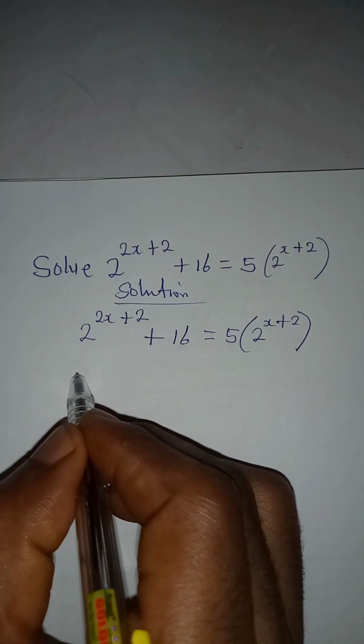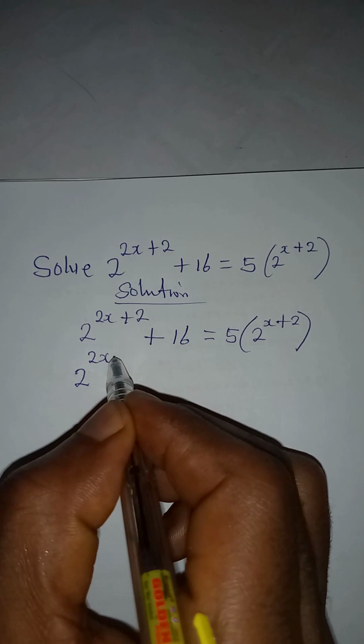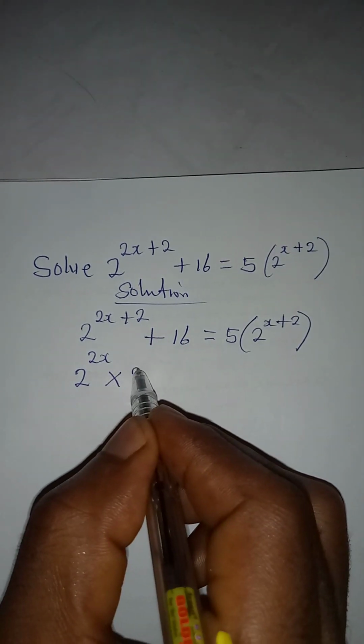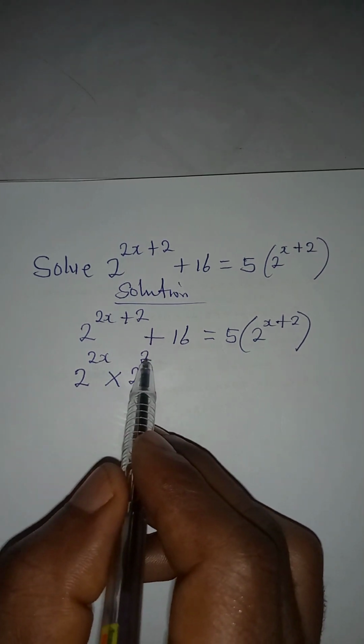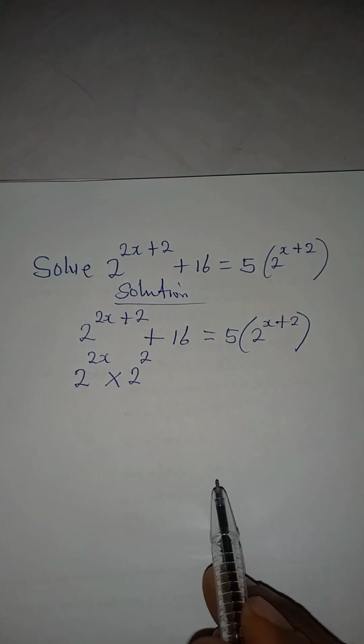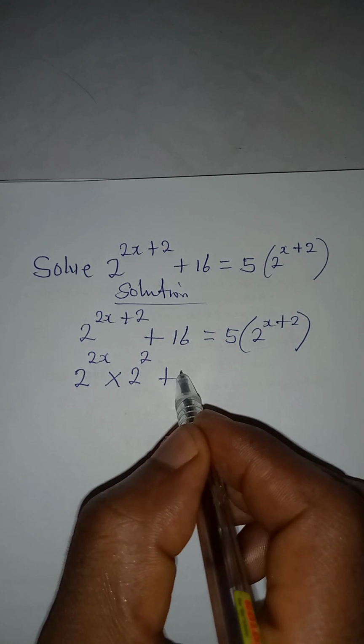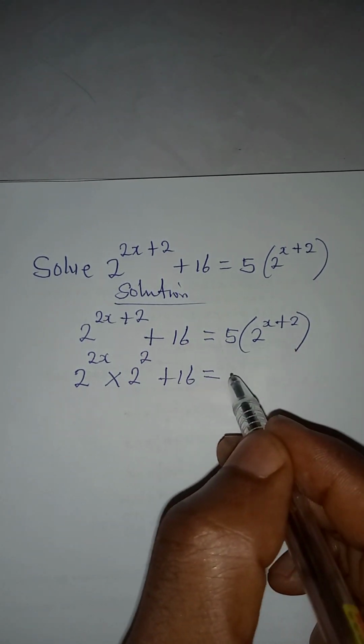powers. So we're going to have 2 raised to the power of 2x, then multiply by 2 raised to the power of 2, because according to the law of indices, if you pick one of these, you will still add the power and it will become what we have in that given question. Then plus 16 equal to, on this side I will do the same.